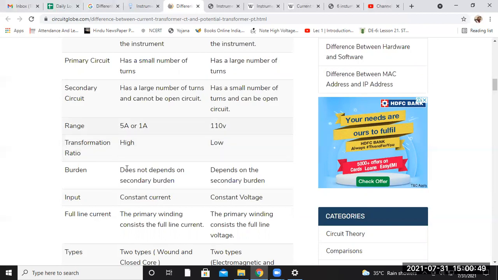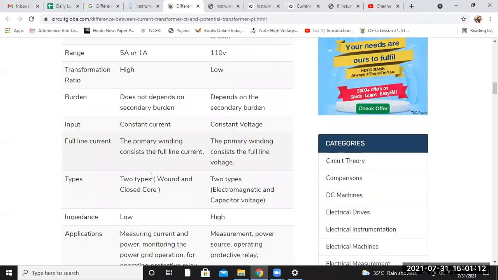Now, the transformation ratio for the current transformer is high. The potential transformer transformation ratio is low. Burden: the current transformer does not depend upon the secondary burden, and the potential transformer depends upon the secondary burden. Next one is the input. The current transformer has a constant current input. In the potential transformer, it is a constant voltage. In the current transformer, the primary winding carries full line current. Similarly, in the potential transformer, the primary winding carries full line voltage.